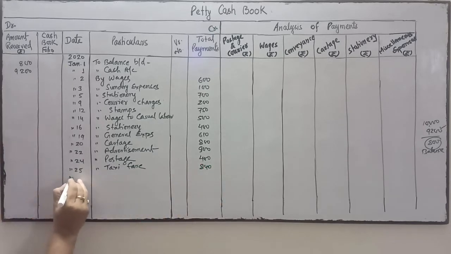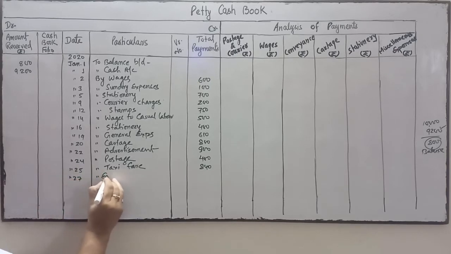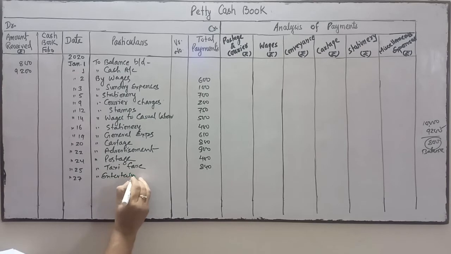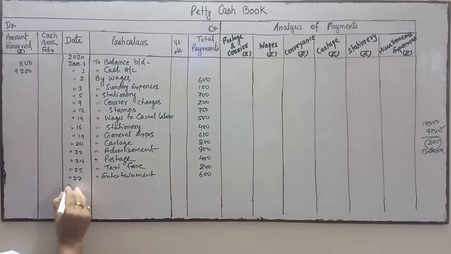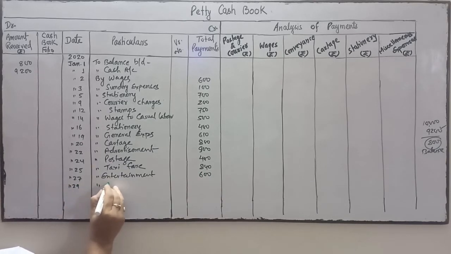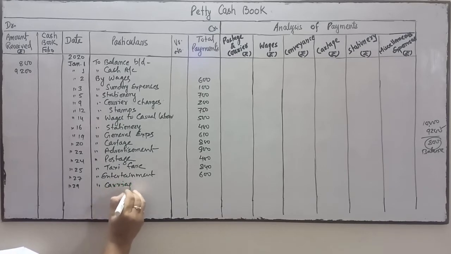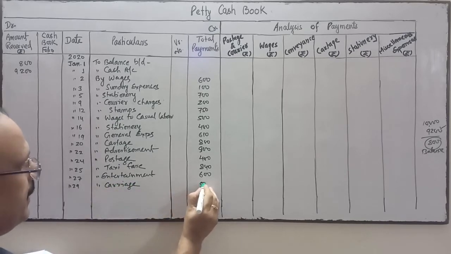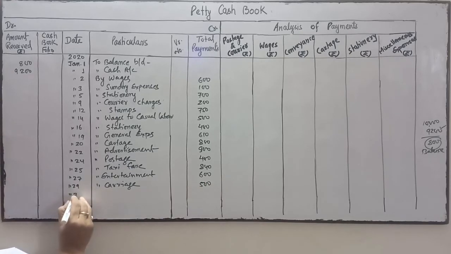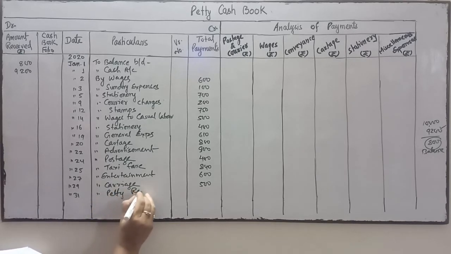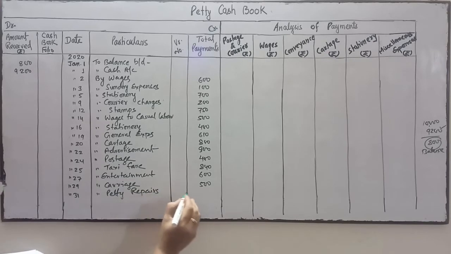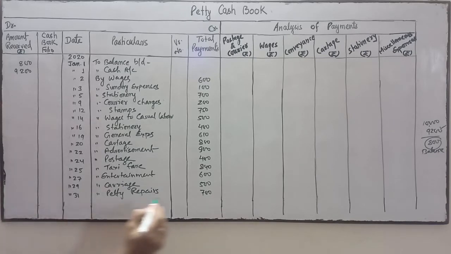Next, on the 27th, by entertainment expense, that is 600. Next, on the 29th, carriage is 500. Next, on the 31st, by petty repairs. It is 700. Now we'll do the total of this payment.